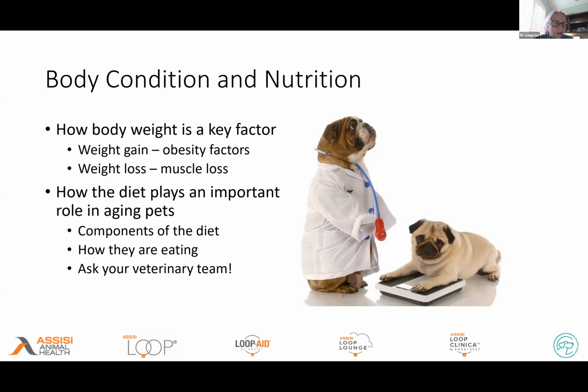One quick plug in here, please be very cautious about what we call the BEG. Boutique, exotic, and grain-free foods have been shown to increase the risk of cardiomyopathy in our patients. So ask your veterinary team.